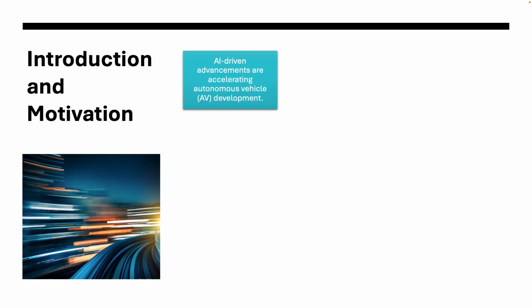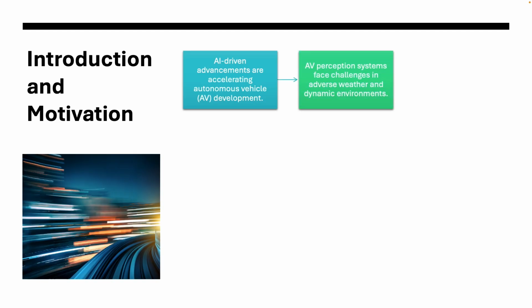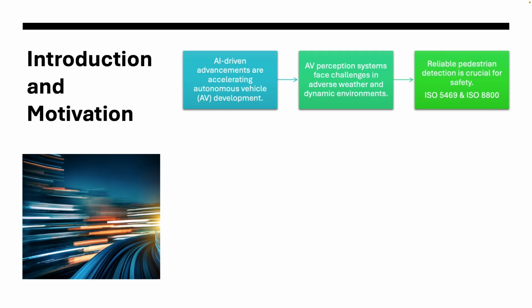Recent advancements in artificial intelligence have accelerated the development of autonomous vehicles capable of real-time decision making in complex environments. However, adverse weather conditions like fog, rain, snow, and windy conditions may pose serious challenges to sensor reliability, especially for pedestrian detection. Standards like ISO 5469 and ISO 8800, focusing on functional safety and artificial intelligence, emphasize the need for reliability, explainability, and redundancy in AI systems.